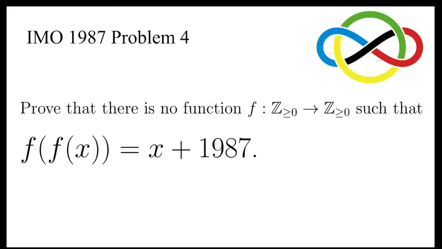Let's take a look at this problem, taken from the International Mathematical Olympiad 1987. It says, prove that there is no function f mapping from the set of non-negative integers to itself such that f of f of x equals x plus 1987.